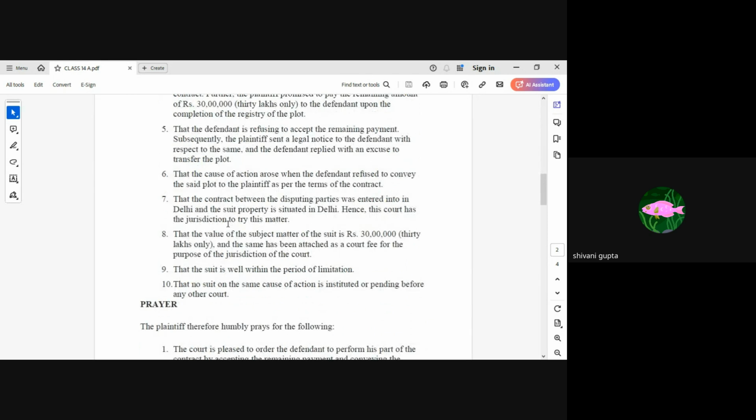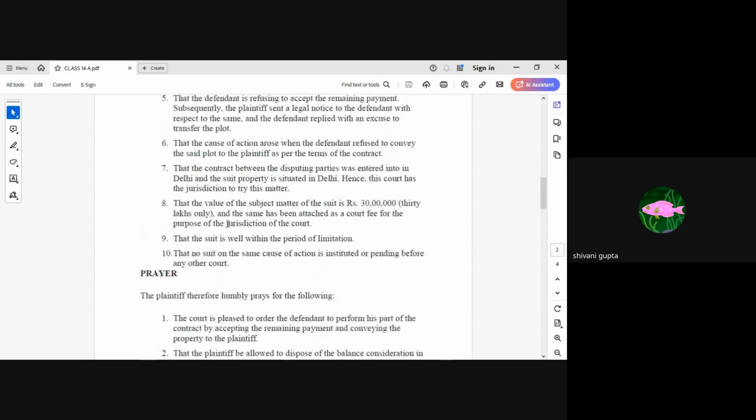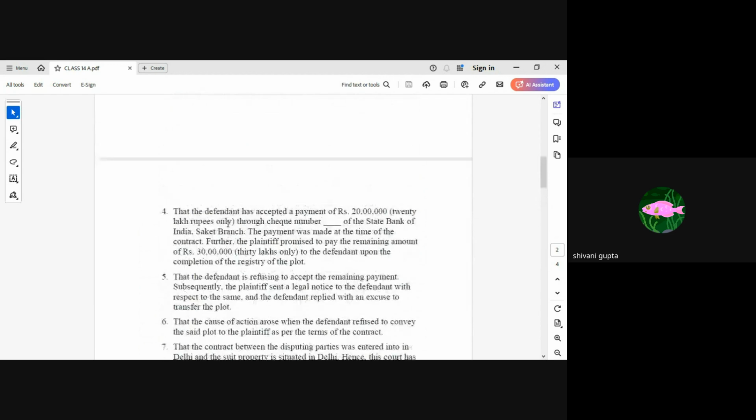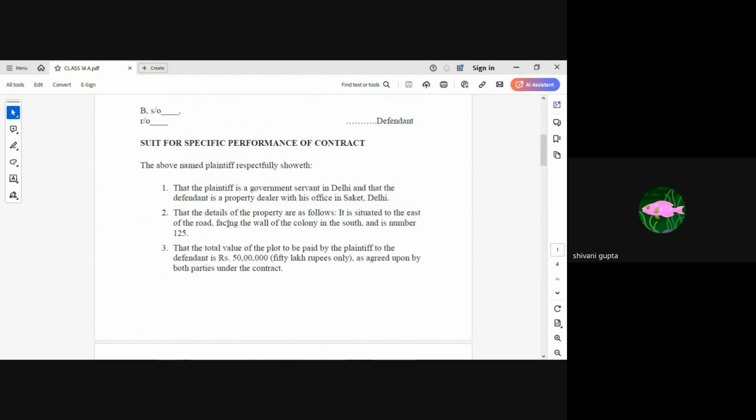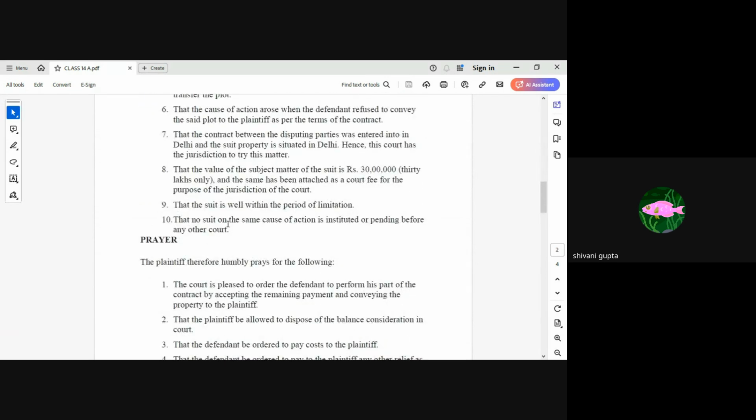It means that the limitation period is not over yet, and no suit on the same cause of action is instituted or pending. That means no other case is pending, or suit being instituted. Now, points 1 to 10 deal particularly with the main body. These are that the plaintiff is a government servant. Points 1 to 10: no suit on the same cause of action is instituted or pending before any other court. We have to declare this also, and we will file an affidavit for the same.